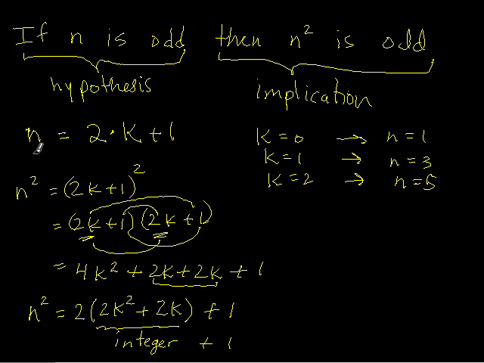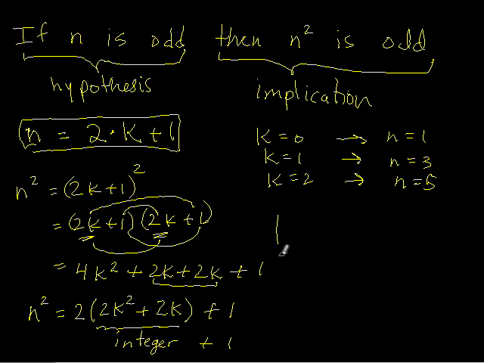So actually we've just directly shown that given that we have an odd number, which is 2 times some integer plus 1, and we square it, we get another number which is 2 times some integer plus 1. So indeed, this is a proof via a direct method that taking a number n that is odd, squaring it also gives you an odd number.